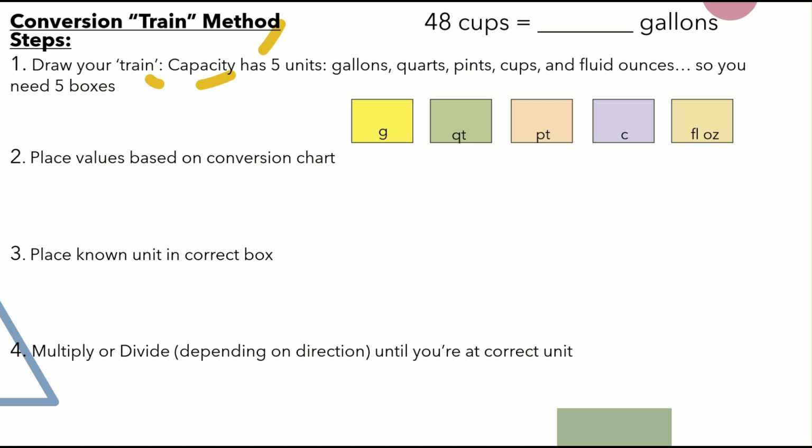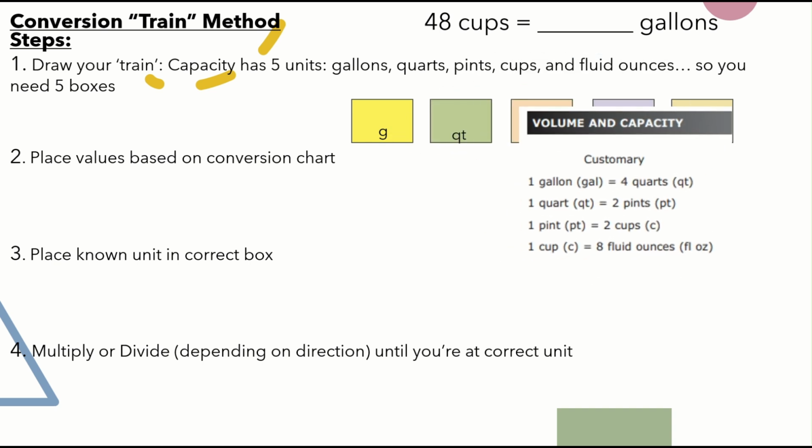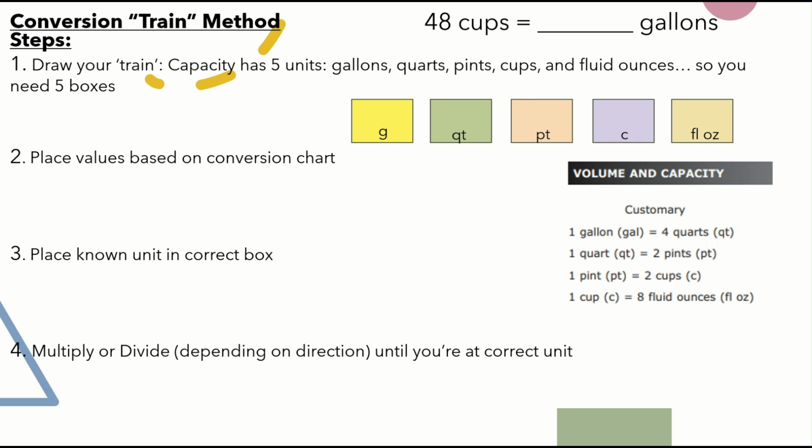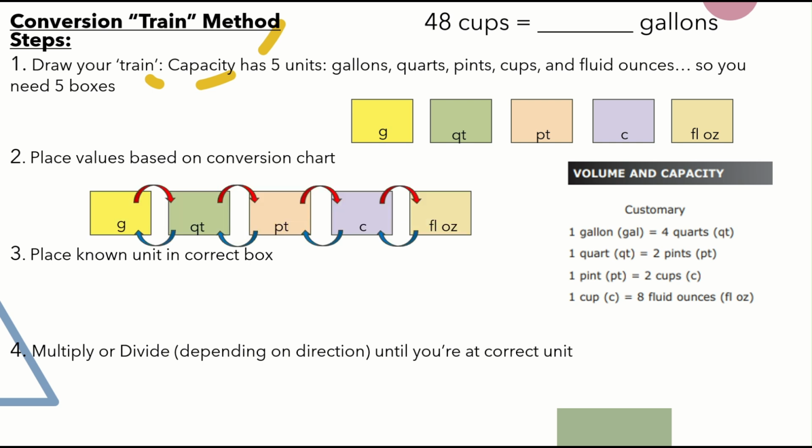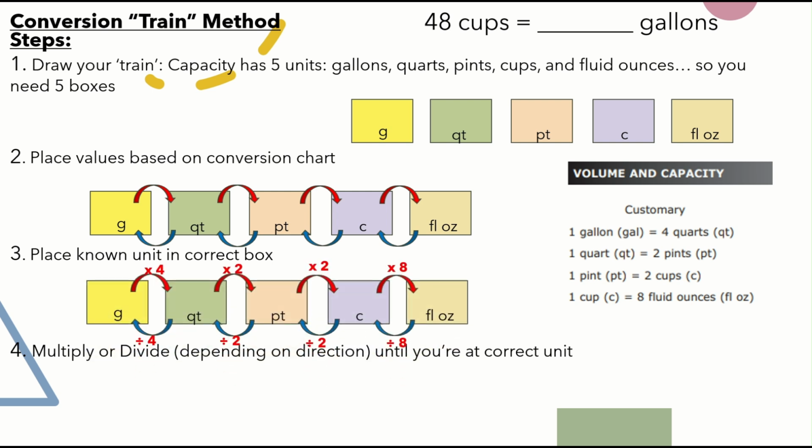From there, we determine the values that we either multiply or divide by from our conversion chart, and we simply place in our values based off the relationship. From there, we put in what we know. We know we have 48 cups, and we're going to gallons. So we're going from a smaller unit to a larger unit, so we would need to divide.